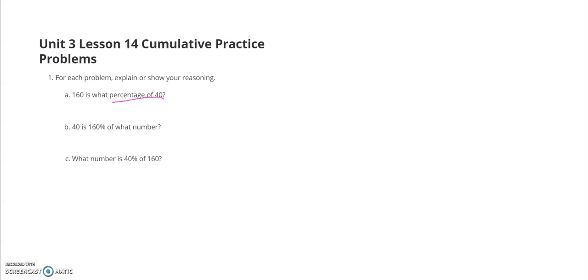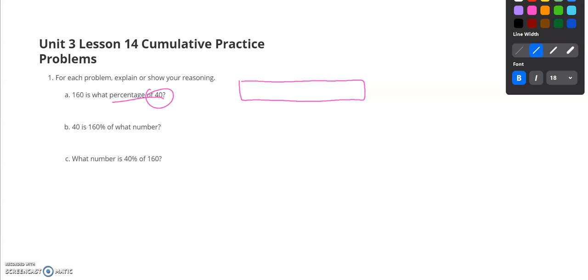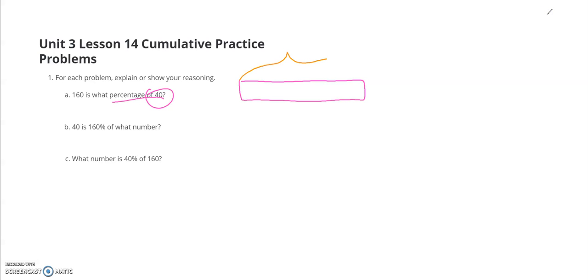Percentage of 40. That means of 40, 40 is going to be our 100%. So we're going to draw a tape diagram. This is 40, which is 100%. And we want to know 160 is what percent of 40. I know that 160 is a lot bigger than 40, so it's going to be more than 100%.